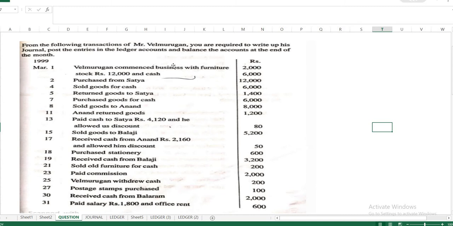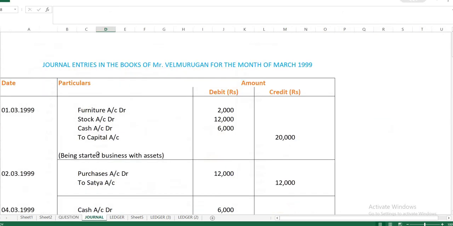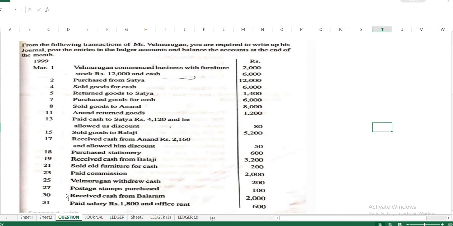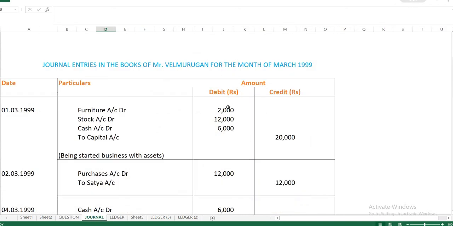So generally, if only cash is coming into the business, then cash account debit to capital account will be our entry. But they are bringing furniture and stock together along with cash. So our entry will be this one: furniture account debit, stock account debit, cash account debit to capital account. Whatever amount is given over here, you have to put it over here. Okay, and debit and credit should be equal. So total it up, and capital account you have to credit with 20,000.